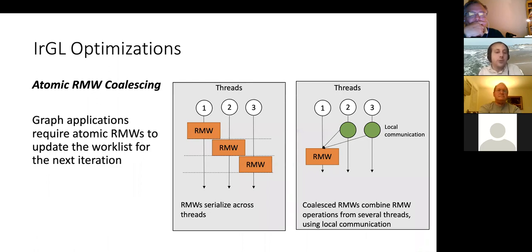What do I mean by atomic read, modify, write coalescing? Well, graph applications typically need to do a read, modify, write operation to update values in nodes, or to update the work list for the next iterations. What happens is if you do a read, modify, write, they have to be serialized if they conflict on different threads. So if you have three threads, each doing a read, modify, write, they have to be serialized. You can see it takes three steps. Now, a compiler can be smart and say, these threads can do some local communication and then combine their updates into one read, modify, write. And that's an optimization that our compiler has.